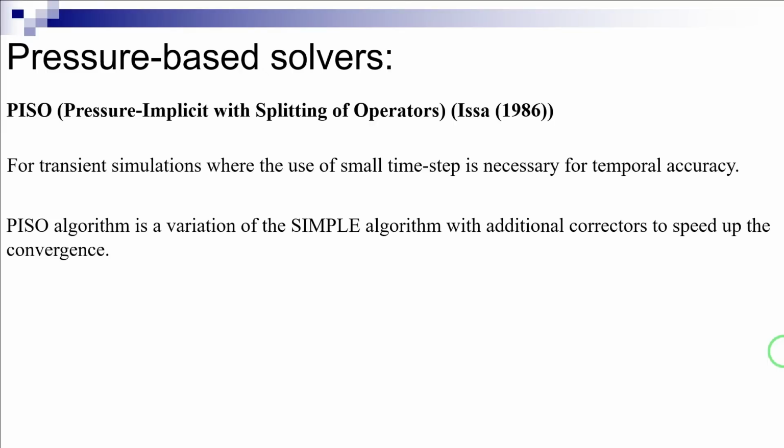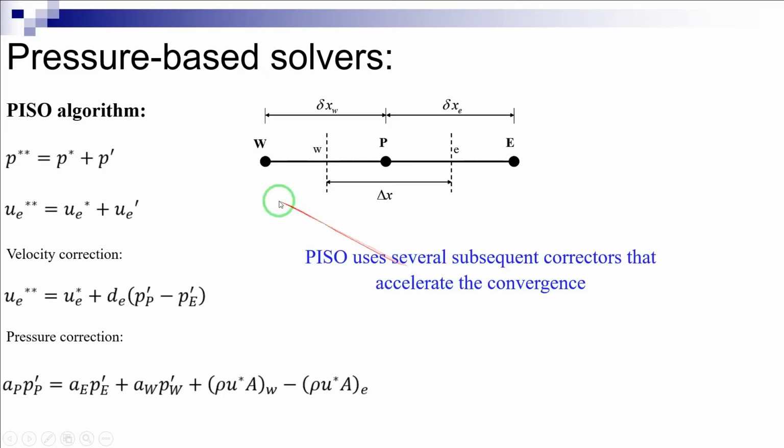The first corrector steps used within the PISO algorithm are very similar to the SIMPLE algorithm as shown here. Using the exact procedure as that used in SIMPLE, we get the following equations for velocity correction and pressure correction. Therefore, the first corrector in the PISO looks exactly the same as the SIMPLE. However, in PISO, there are several subsequent correctors that we use to accelerate the convergence.